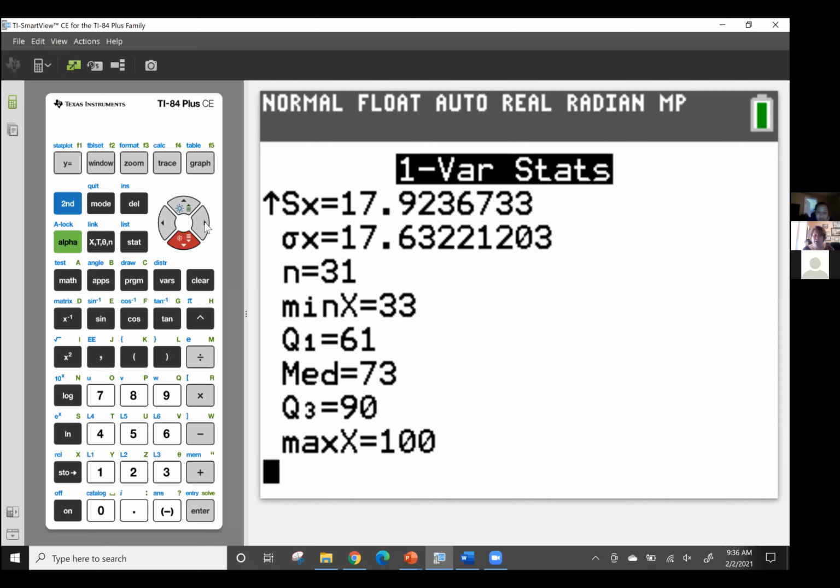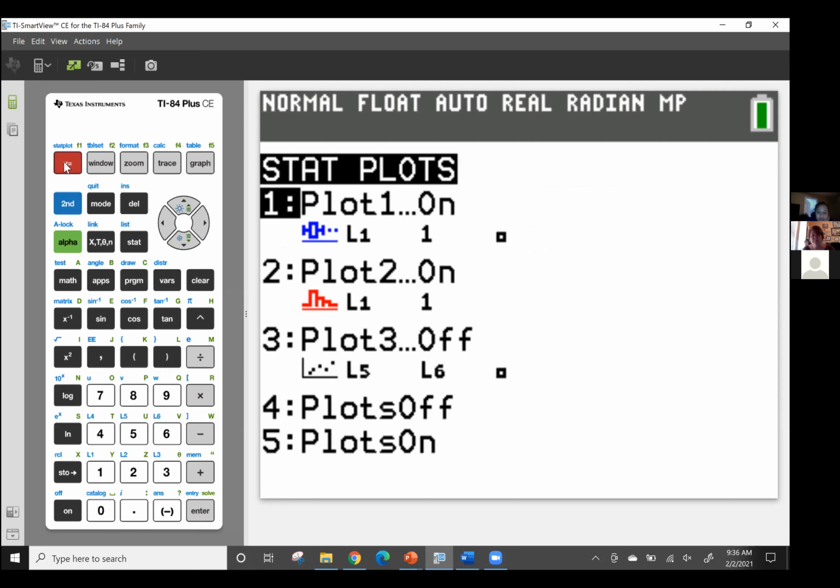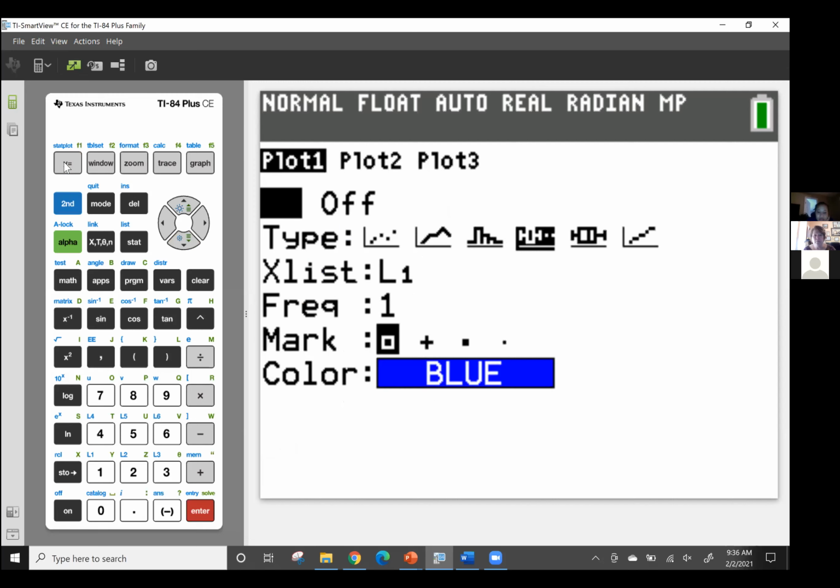Now, the next thing I wanted to do was to actually graph this data using both a box plot and a histogram. So I'm going to go to my stat plots. Second stat plot, second y equals, and I have plot 1 on. So I'm going to hit enter. And plot 1 that I have turned on is a box plot.